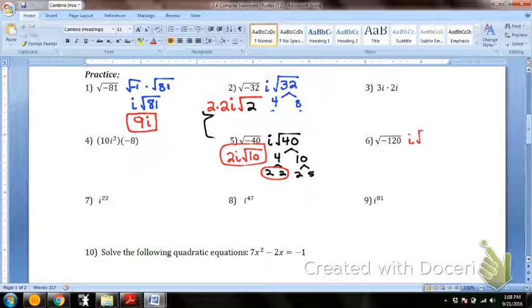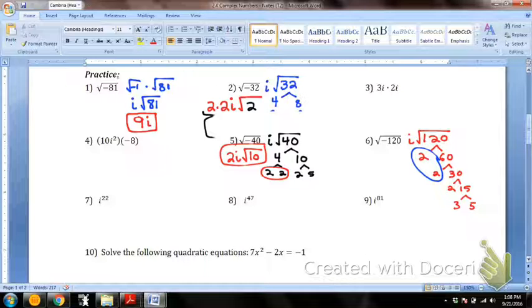First step is to take the i out. Colt, what did you say makes 120? 2 and 60. What makes 60? 2 and 30. Oh, you went by twos. That's fine. What makes 30? 2 and 15. Okay. And then 15 is 3 and 5. Good. Again, no matter which way you do it, we should be getting the same answer. Even if you did 3 and 40, you should be getting the same answer as me.